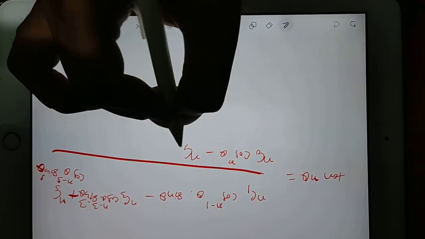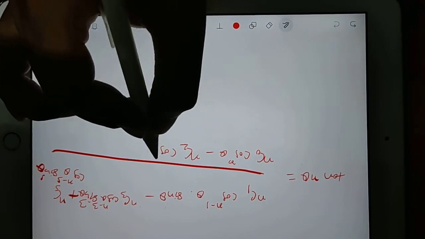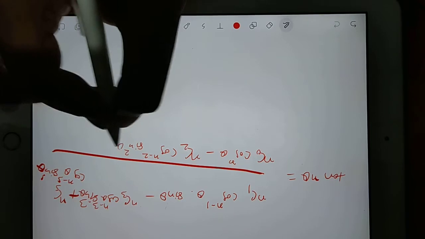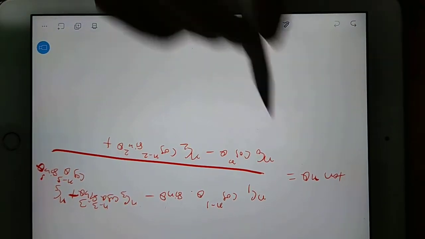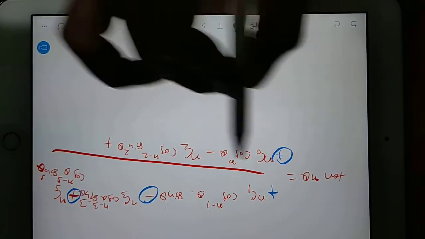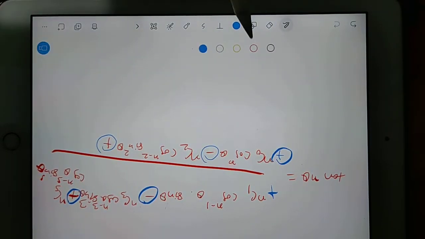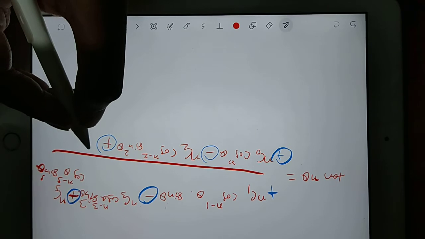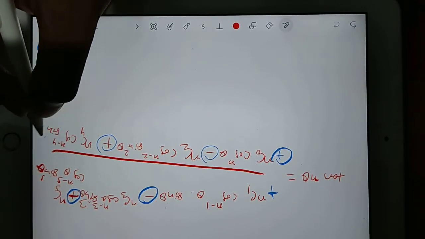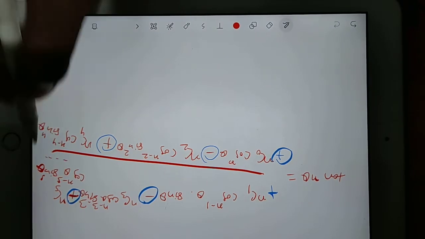Now minus nC2 cos^(n-2) theta, only even parts, sin^2 theta. Then put a plus sign here. You can see the alternation: plus sign here, minus sign here, then plus sign here. Okay, the next even number will be nC4 cos^(n-4) theta sin^4 theta. So it will keep on going.